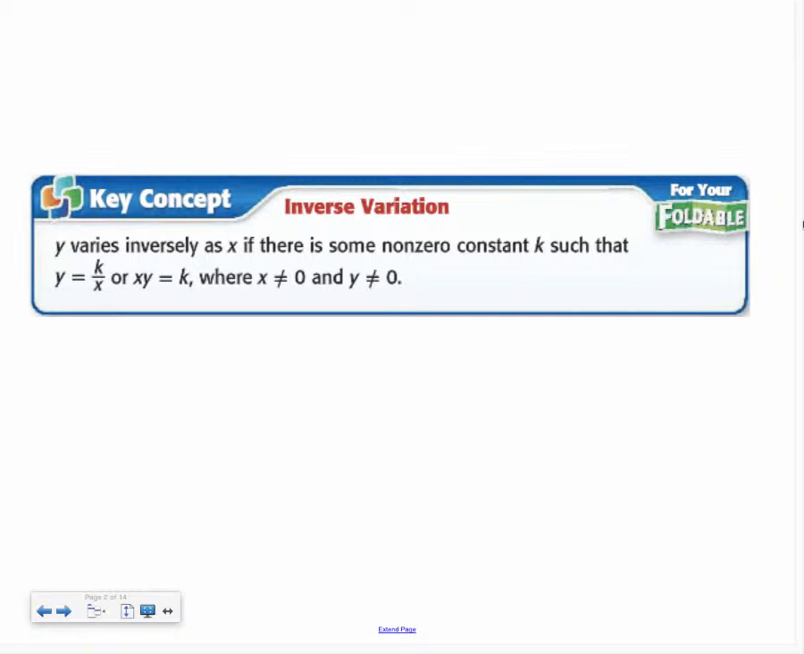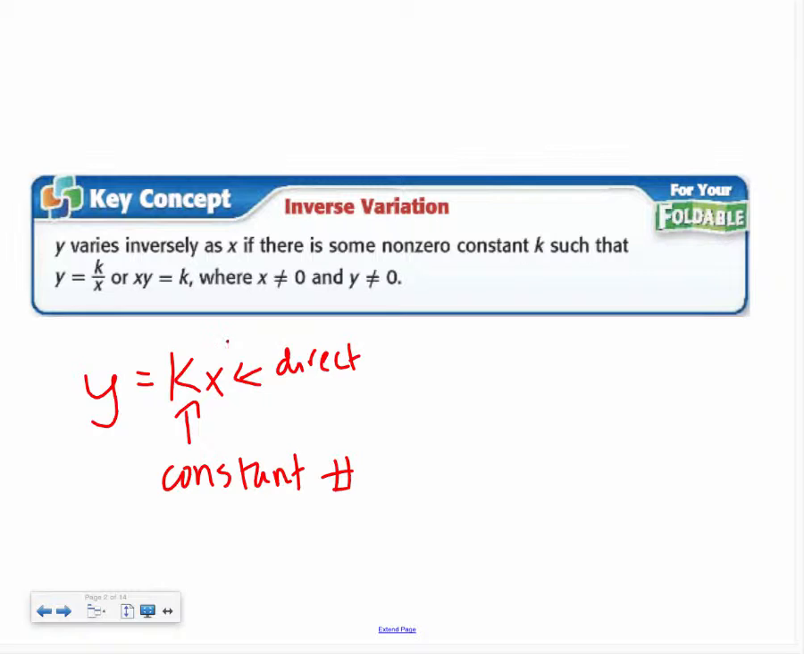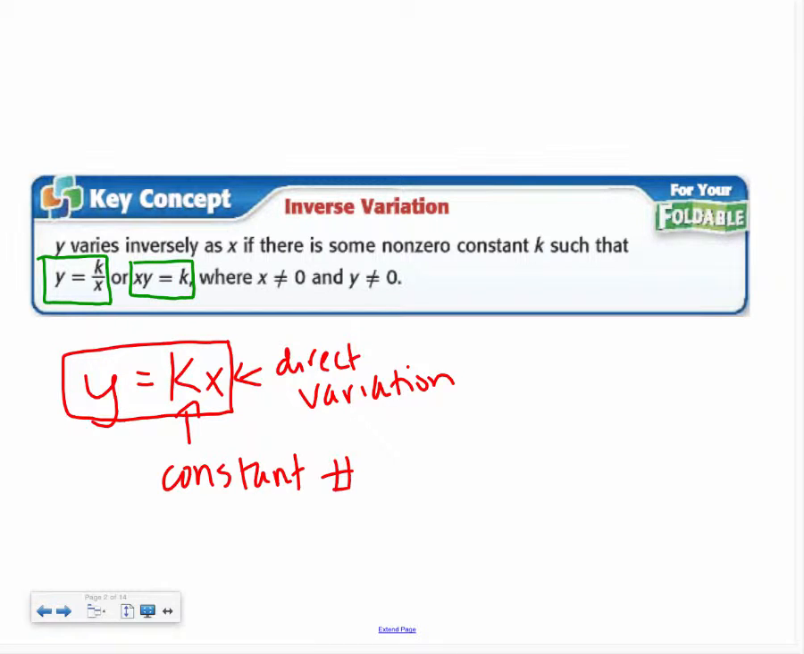Okay, so at the beginning of the year, we talked about direct variation, which, if you remember, was the form y equals kx, where k was just a constant number. And this was our direct variation. But now, today, we are going to talk about something called inverse variation. Inverse variation can be written as y equals k over x, or more commonly, xy equals k, where x cannot equal 0 and y cannot equal 0.